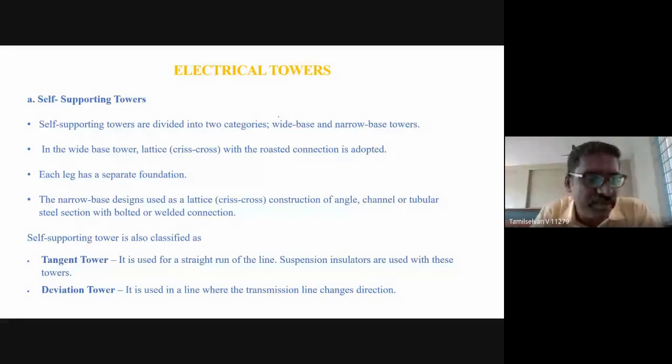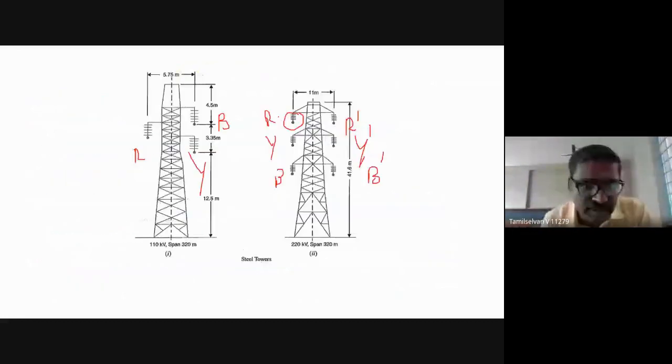That is either a self-supporting tower or an angle tower. Self-supporting towers are categorized into two types: one is wide base or narrow base towers. And this is called a lattice.